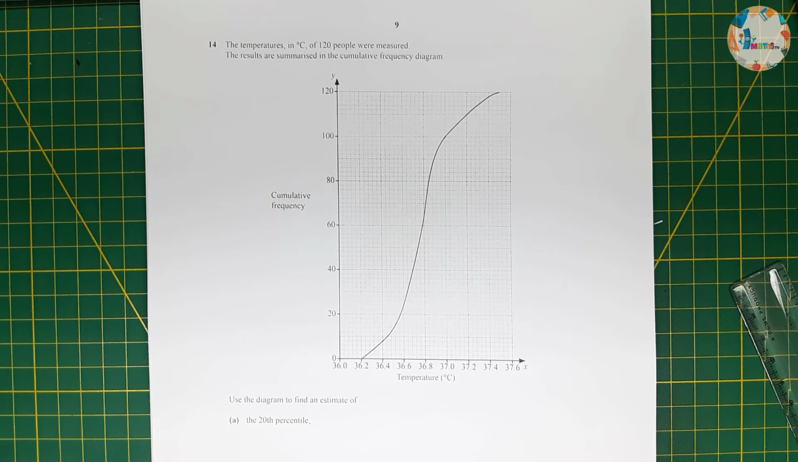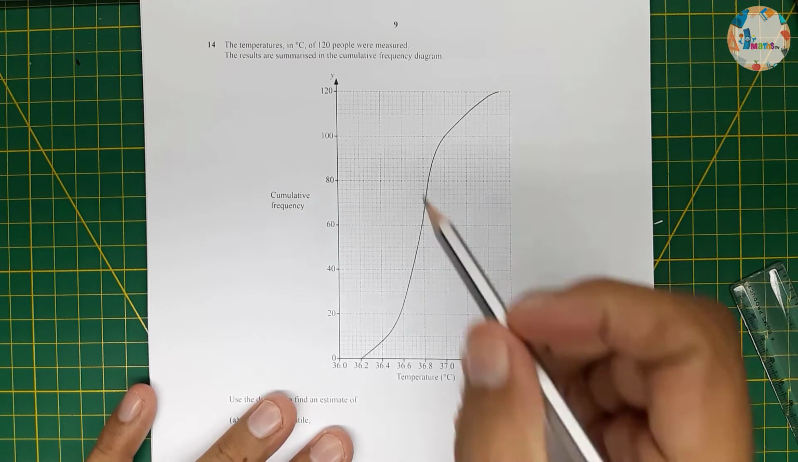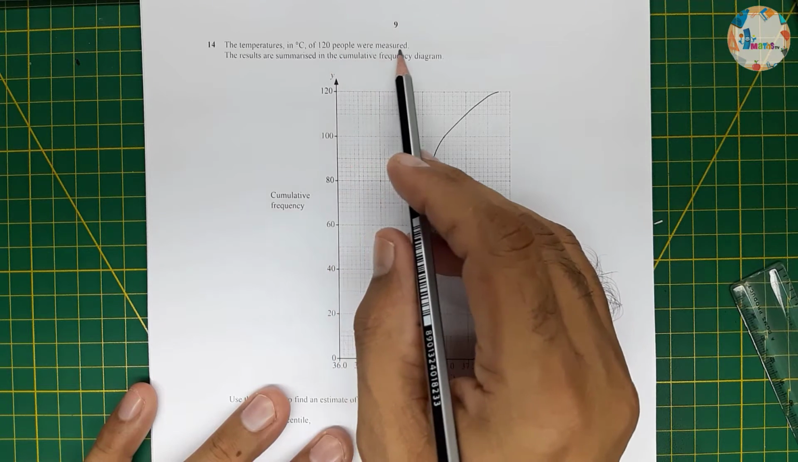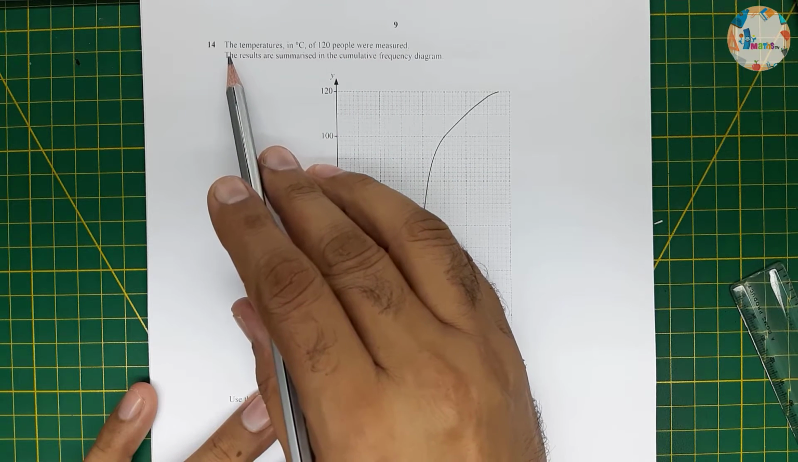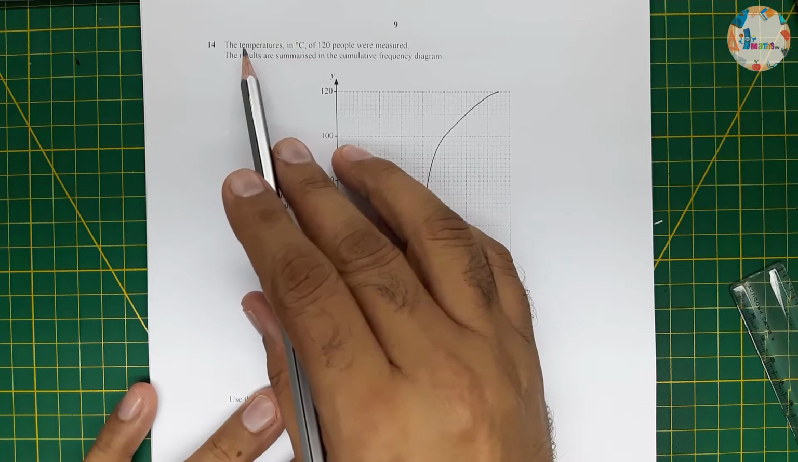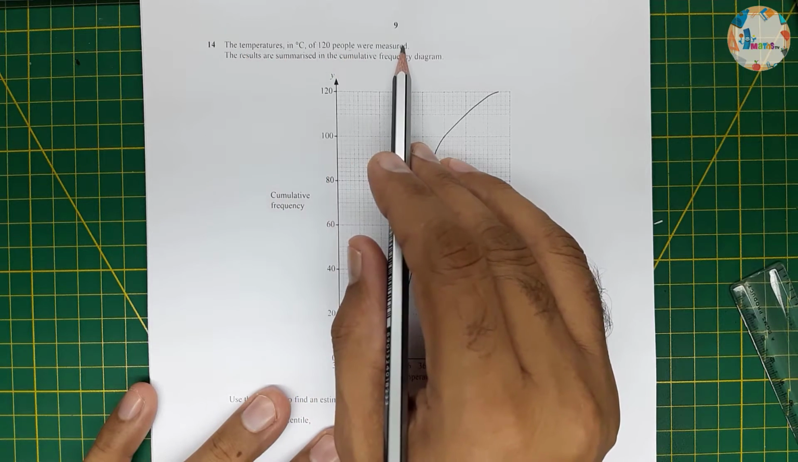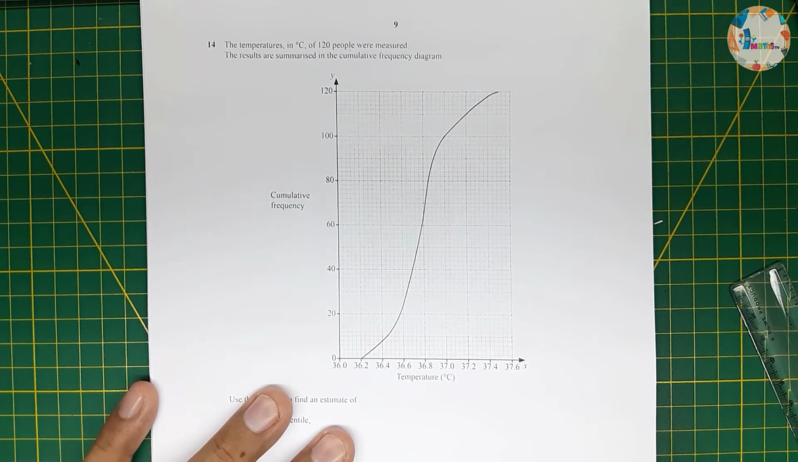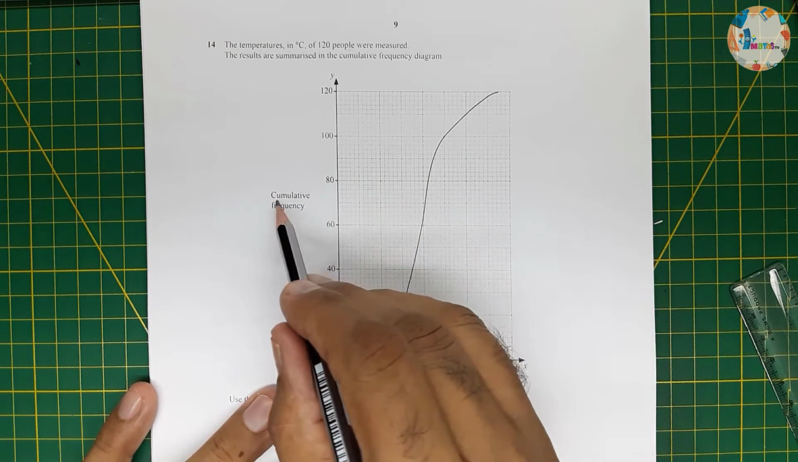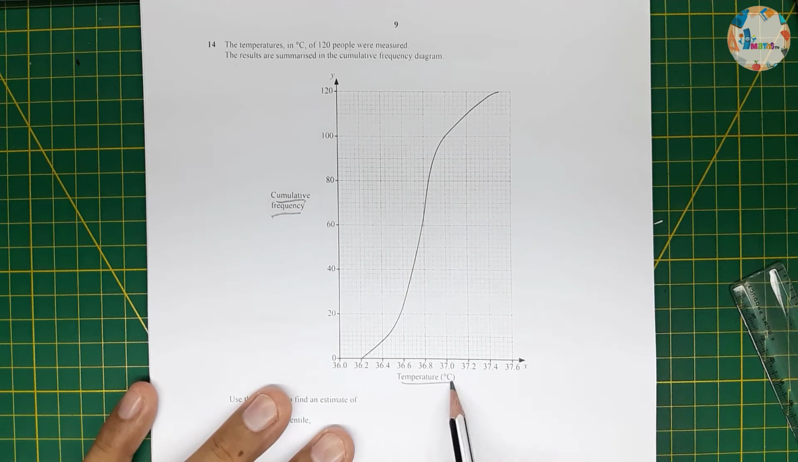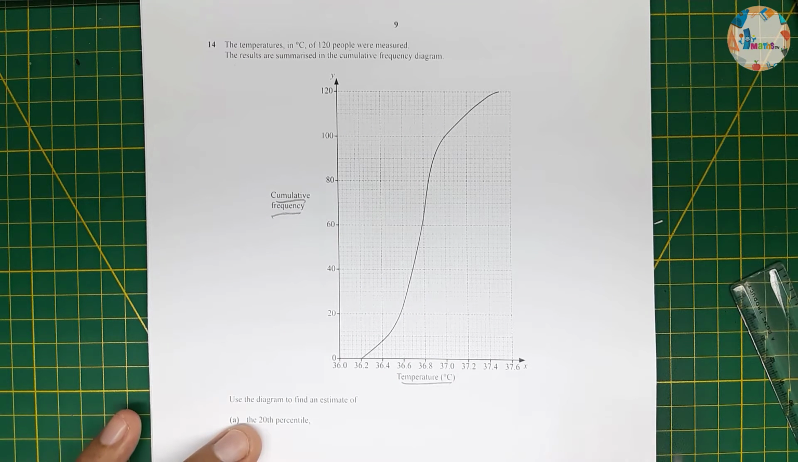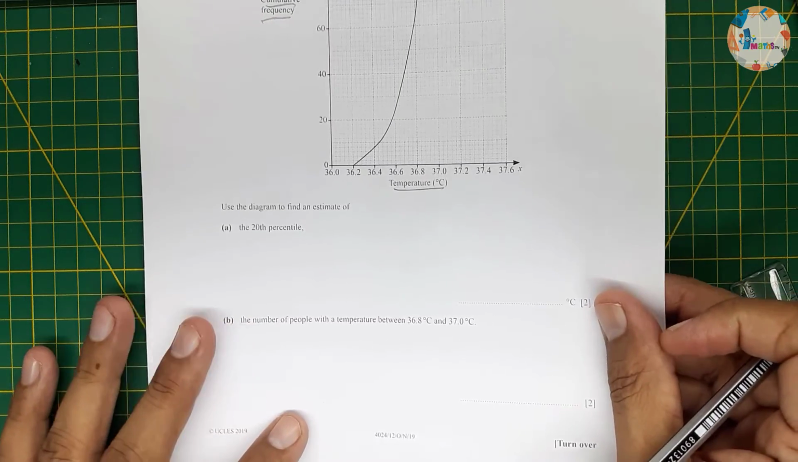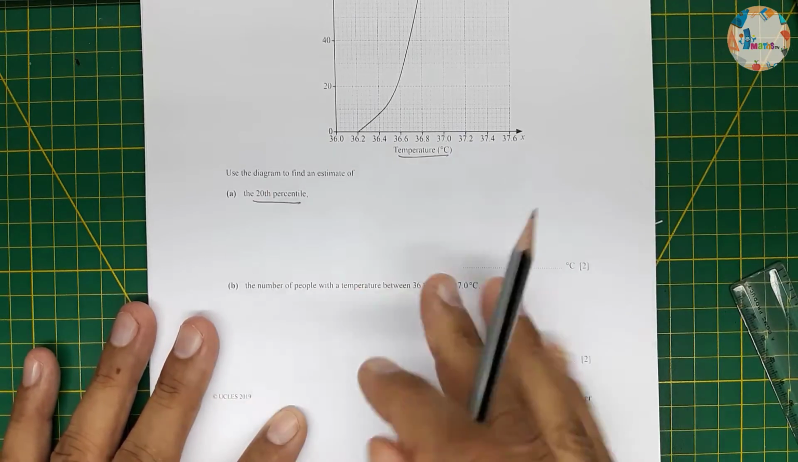Question number 14. The temperature in degrees Celsius of 120 people were measured. The results are summarized in the cumulative frequency diagram. So cumulative frequency on this side and temperatures on this side. Use the diagram to find an estimate of the 20th percentile. So 20th percentile will be what?